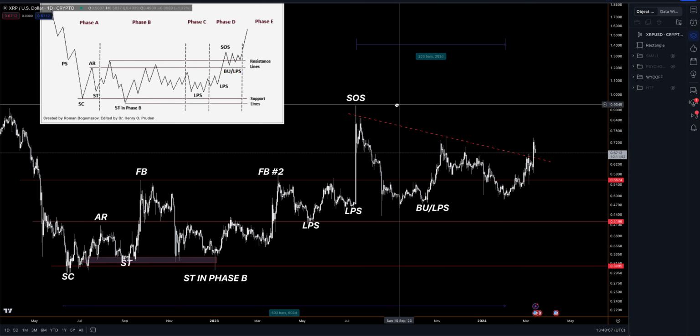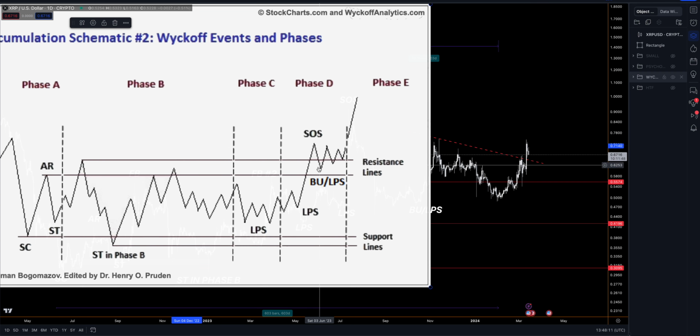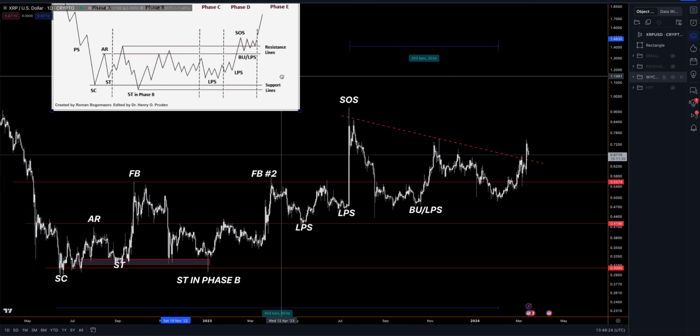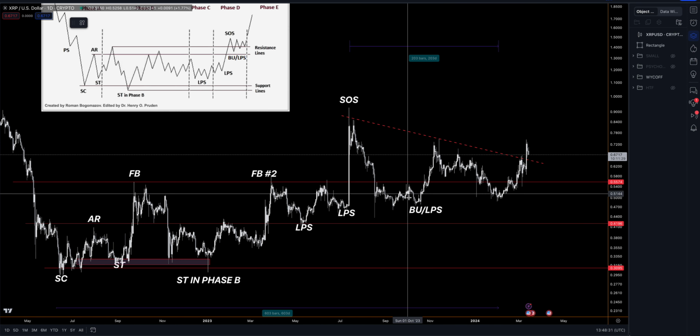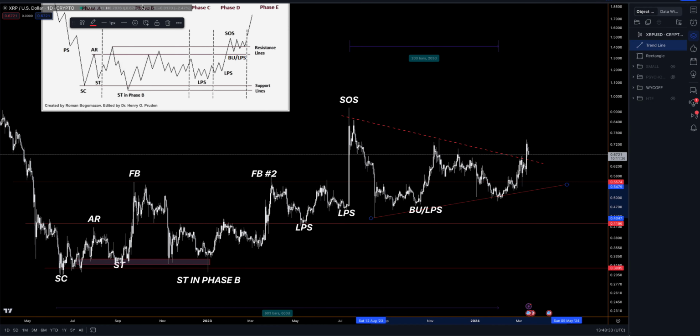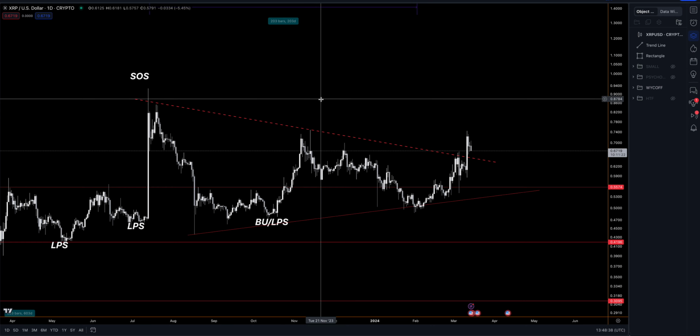After your sign of strength comes in, what you have is a move back down to around mid to the top of the range, and chop around here, form a base for your backup phase before going into phase E. Okay, and that's exactly what we did with XRP. After having your sign of strength phase, we came back down for your backup phase, chopping around here and actually forming a wedge.